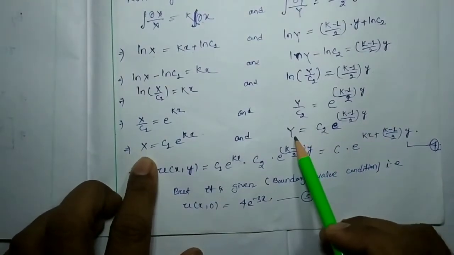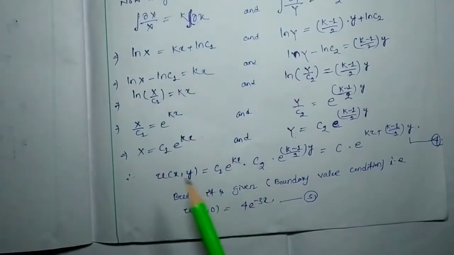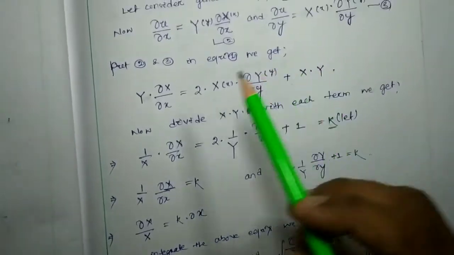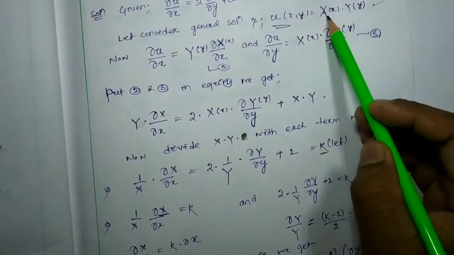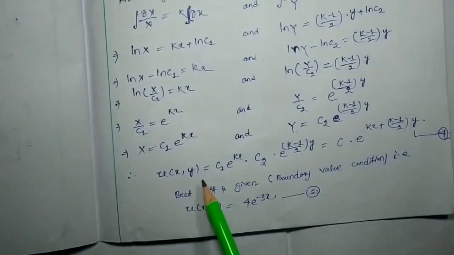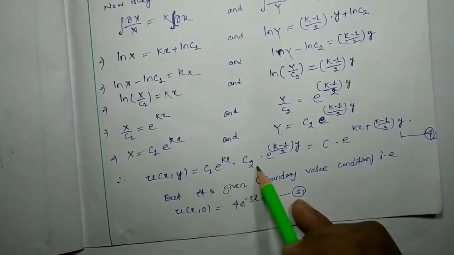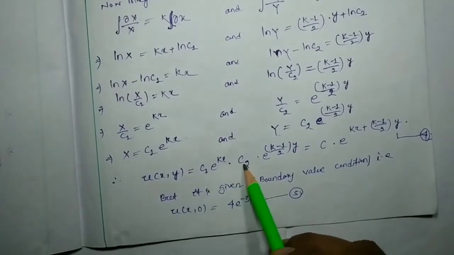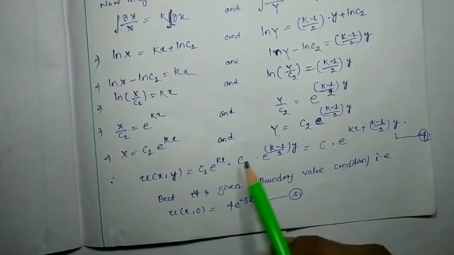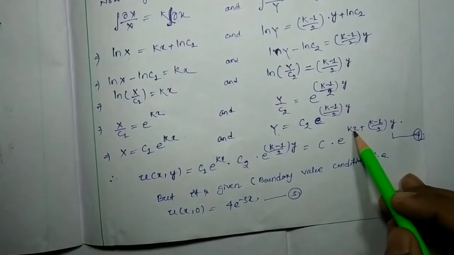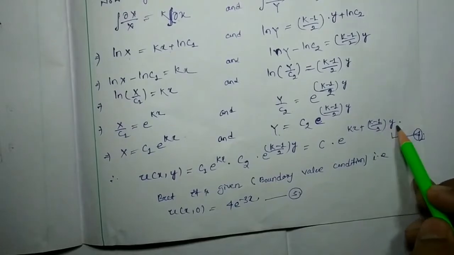Now according to step 5, we have to put this X and Y in our original solution, whatever we initially defined, that is u(x,y) equal to capital X into capital Y. So separate solutions have been found by using the separation of variables method. Hence u(x,y) will be equal to c1 e to the power kx into c2 into e to the power k minus 1 by 2 into y. Here c1 into c2, let it be c, into e to the power kx. The powers of the exponential will add up, so it will be kx plus k minus 1 by 2 into y. Let this be equation number 4.